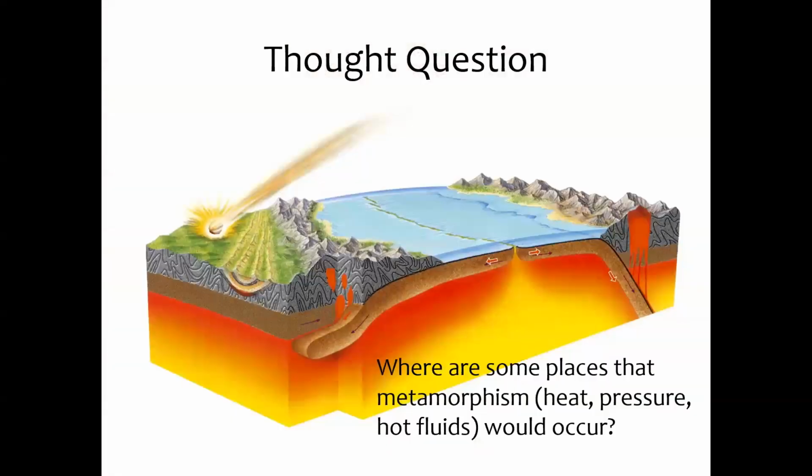So if you were to look at this block diagram, we've got a couple of things going on. We've got plates moving apart over here. We've got plates pushing together over here and over here in two different ways. We've got what looks like an asteroid or a meteor hitting Earth.